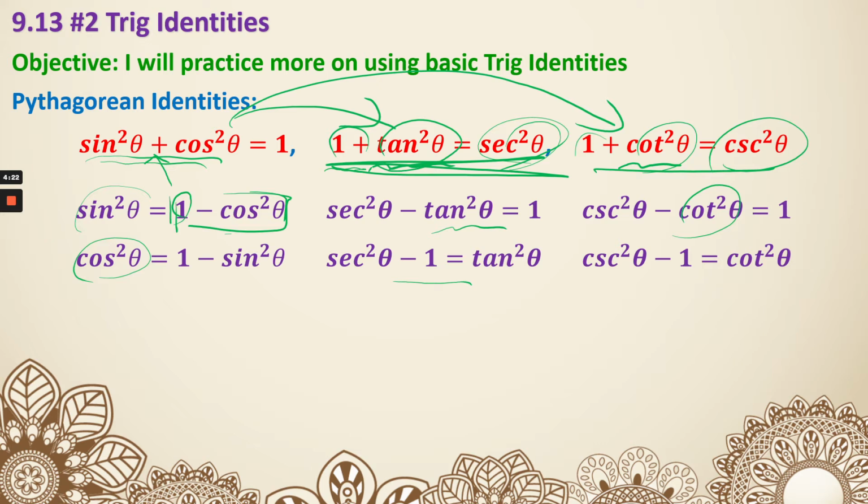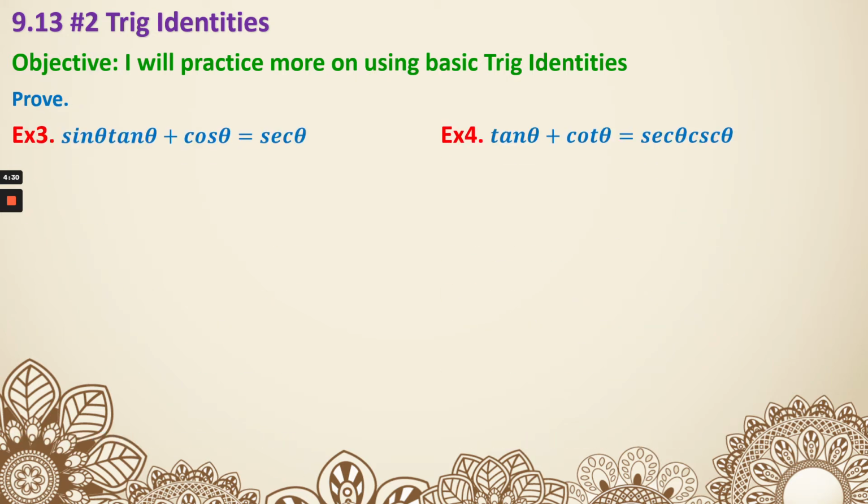Even if you don't remember the other two, you can still use the first one to actually solve these identity problems. Now let's have a look at more examples.